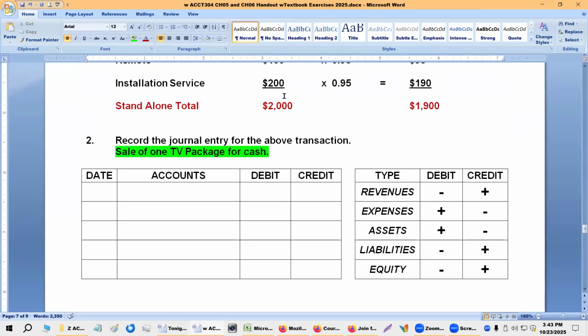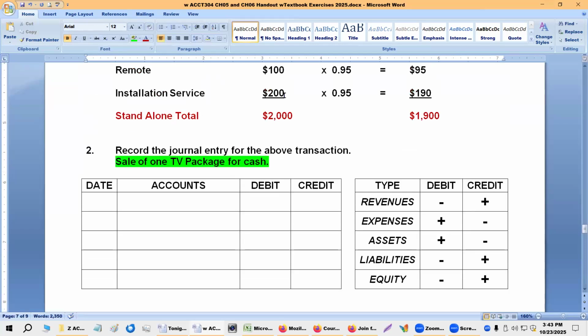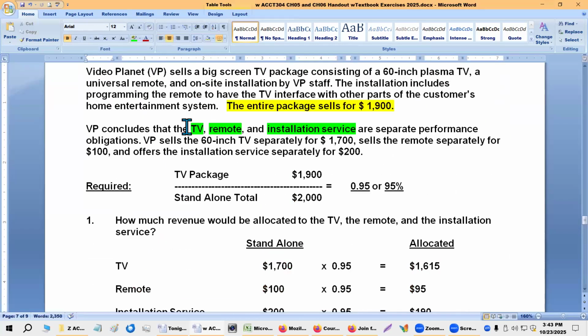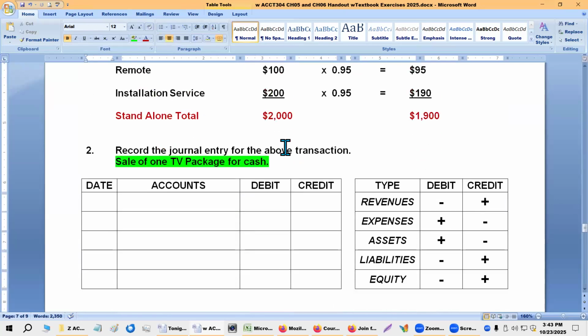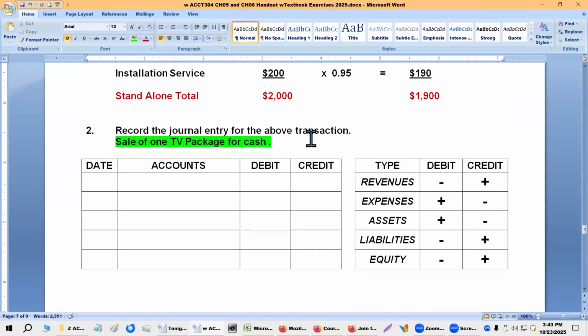So let's say for the sale of one TV package, what would we have? It looked like this. I don't even give a date on it. Let you guys pick a date. What date do you want? Could be any date. Could be your birthday. Could be your dog's birthday. August 25th. Good date.